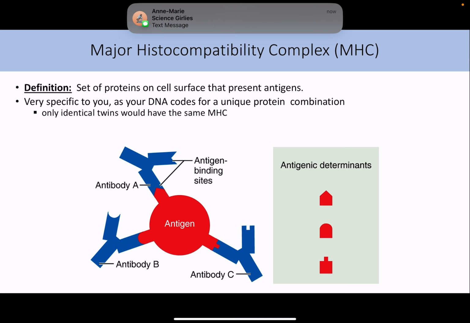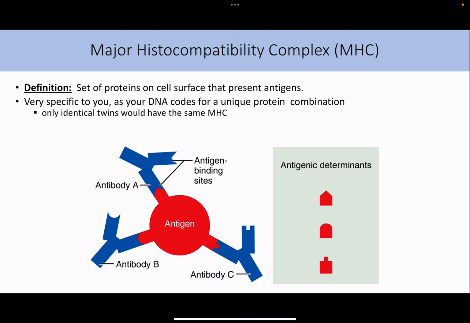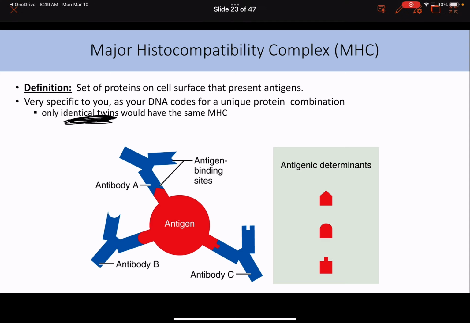And they can actually use your MHC in forensic analysis to link some kind of blood that's left at a crime scene to something specific to you. So technically you could set up an identical twin for a crime that you committed, but only an identical twin.